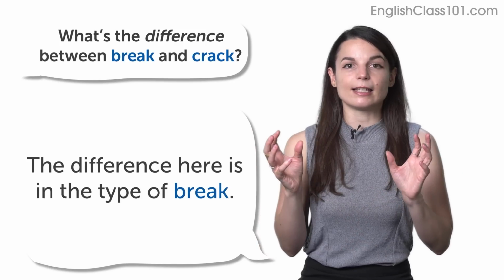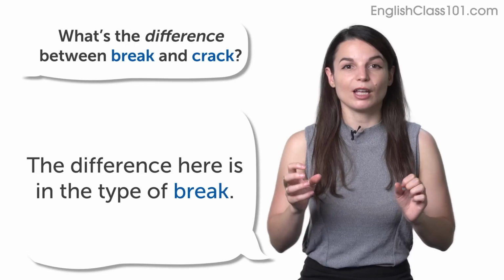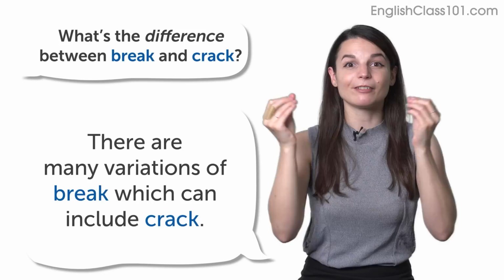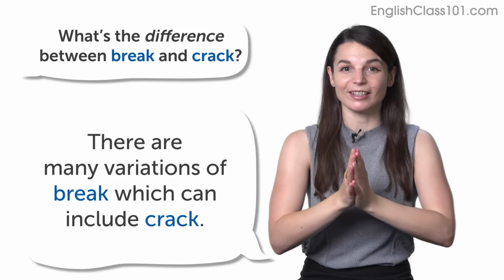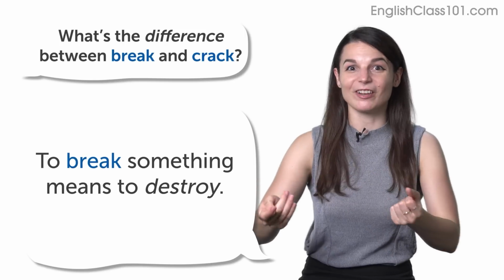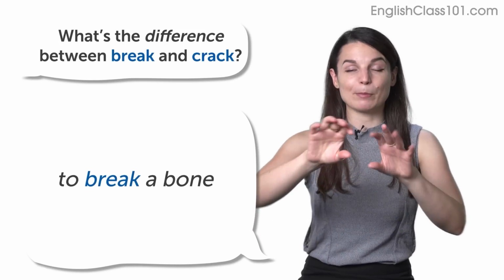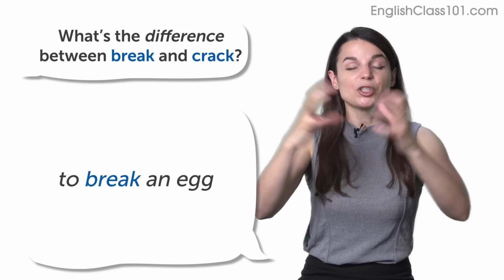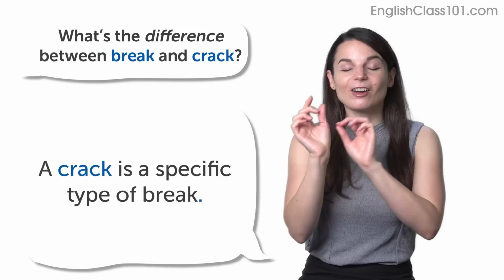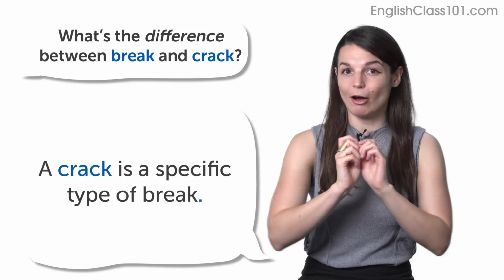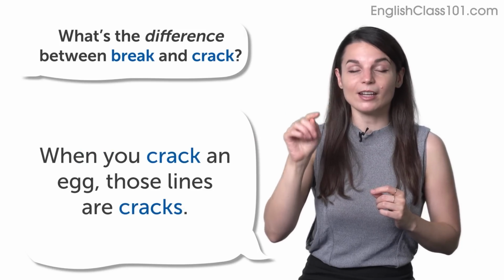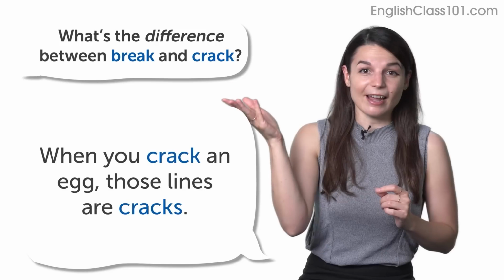So the difference here is in the type of break. So if you imagine break as like an umbrella, and then we have a lot of different types of break underneath that umbrella. This might help you a little bit. So to break something means like to destroy something, kind of generally, like to break a bone, or in your example, to break an egg. So we just destroy that thing in some way, right, when we use break. To crack something, a crack is a specific type of break. So when we crack an egg, we see lines form on the egg, right? Those are cracks. So we can use this as a noun as well.